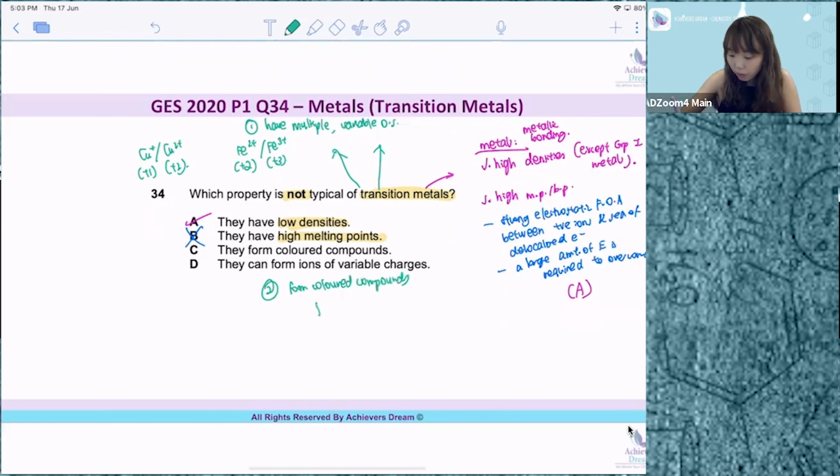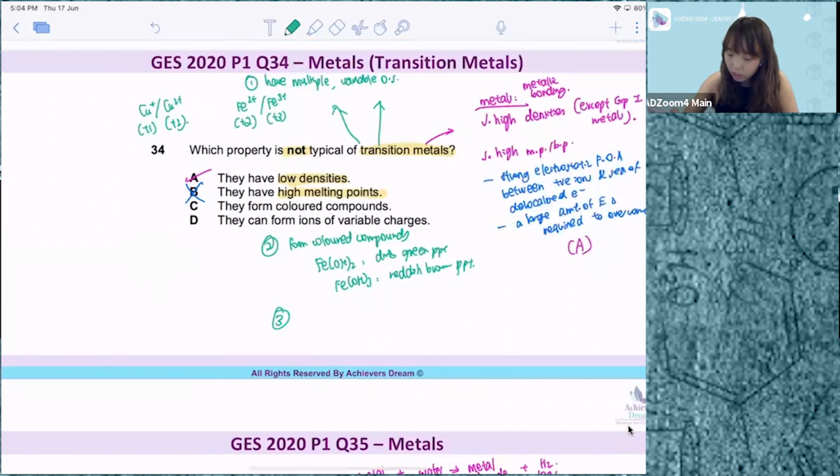Again, for example, iron(II) hydroxide is a dirty green precipitate, or iron(III) hydroxide is a reddish brown precipitate. So transition metals will form colored compounds. The third unique property of transition metals is that they are good catalysts. So C and D, yes, they are typical properties of transition metals. So the answer would be option A.